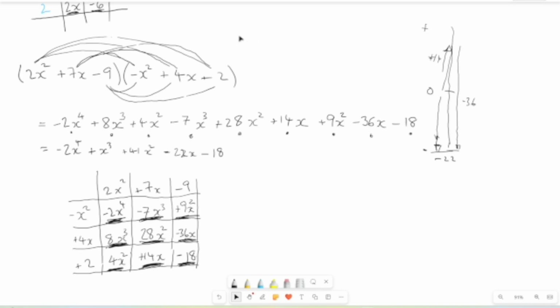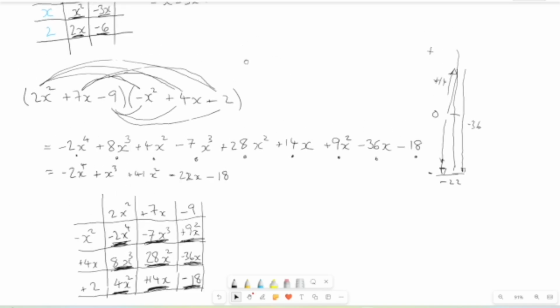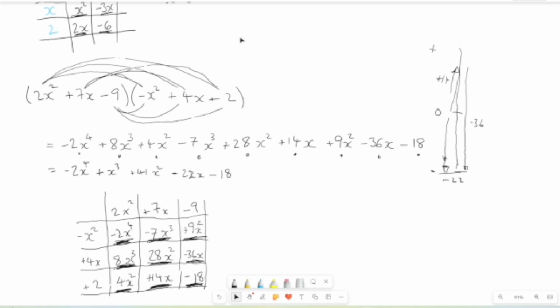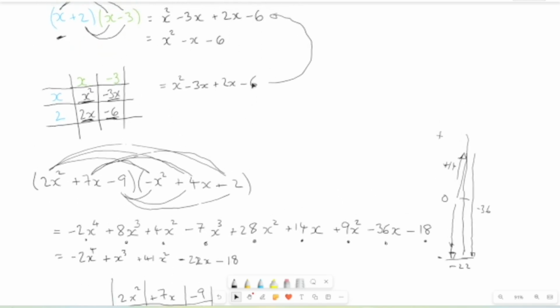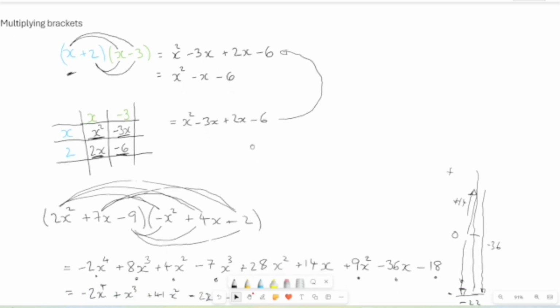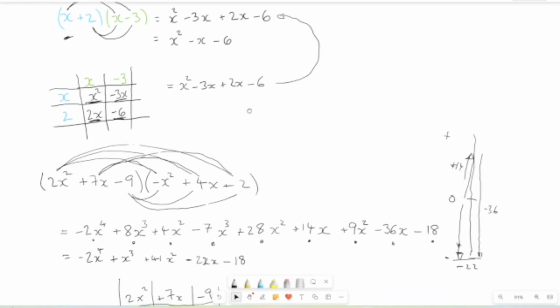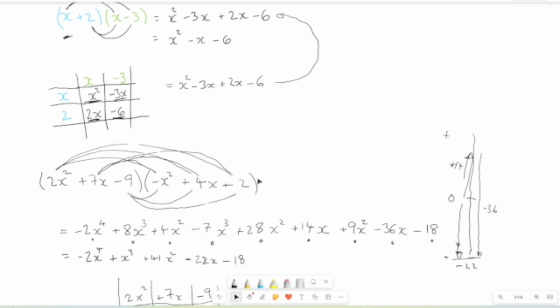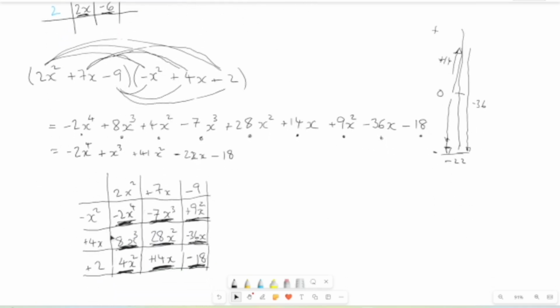So whichever way you use, it's up to you. It gives the same result. My suggestion would be, if you've got two elements, use the lines over the top and over the bottom because that's fairly tidy. If any of your brackets, or if both of your brackets have 3 elements or more, you might prefer the grid method. That might be a little easier.